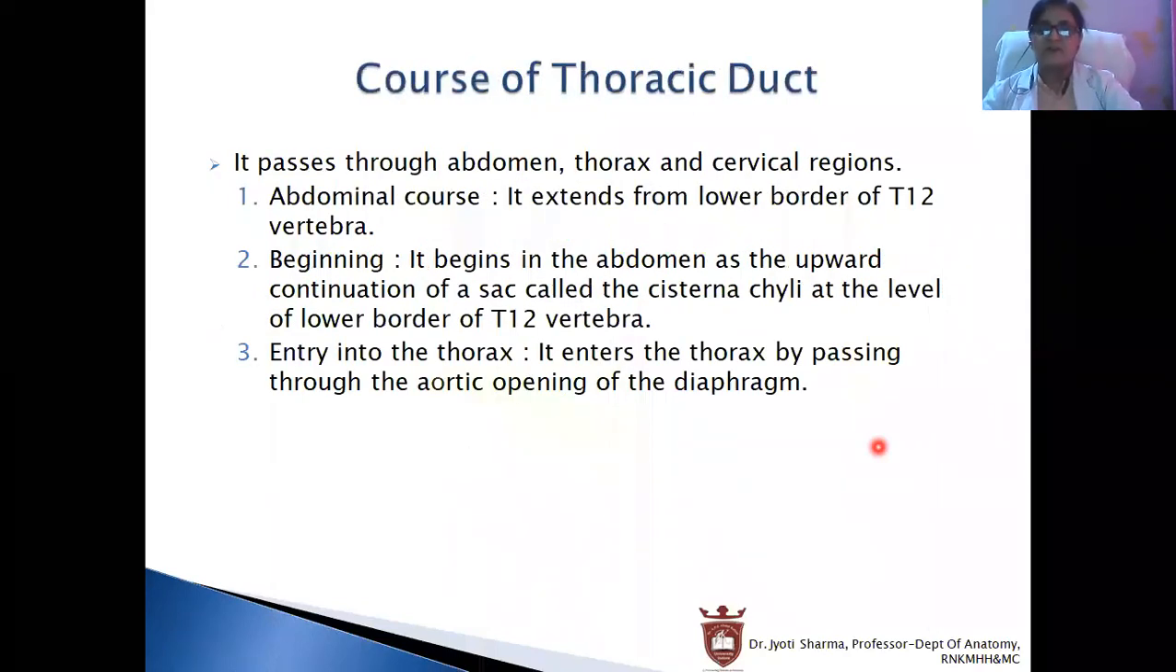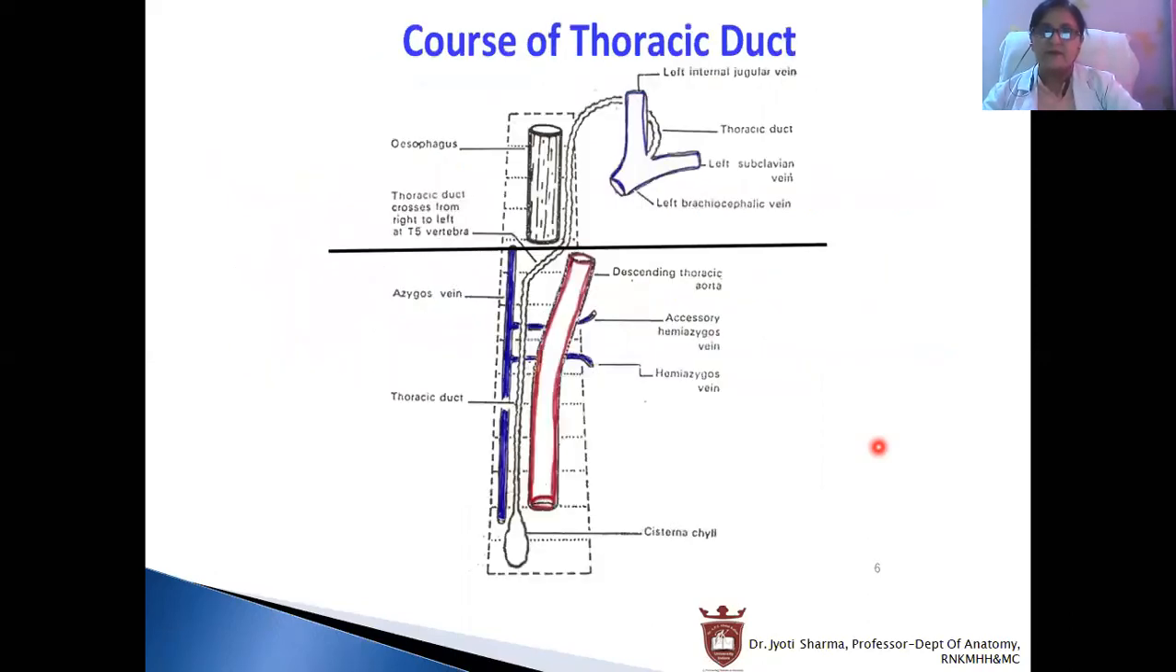When we see the course of thoracic duct, it passes through abdomen, thorax and the cervical regions. In the abdominal course, it extends from lower border of T12 vertebra. It begins in the abdomen as the upward continuation of the sac called cisterna chyli at the level of lower border of T12 vertebra. Entry in the thorax, it enters the thorax by passing through the aortic opening in the diaphragm. Here we can see this is the starting of thoracic duct from the cisterna chyli, and this is the aorta, and this is azygous vein ascending up.